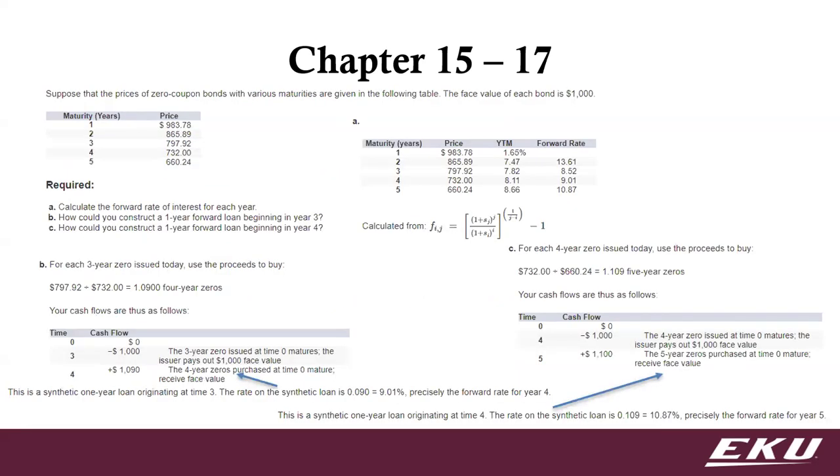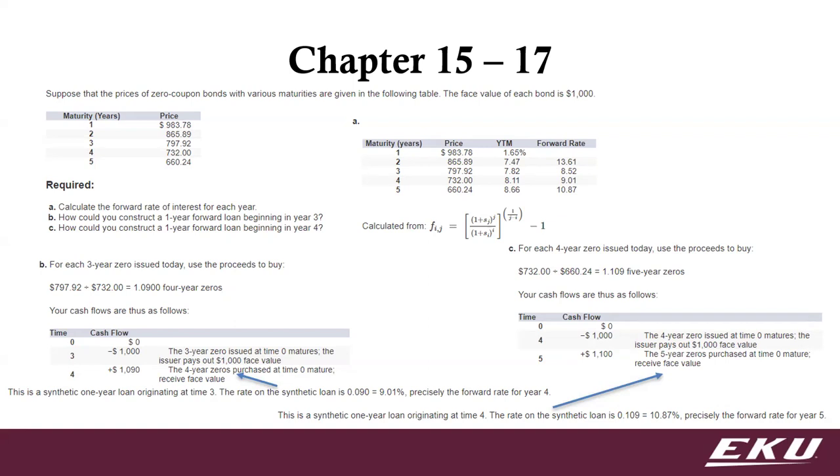Okay, and this is question 17, and it has 3 parts. It's trying to fit it all on one slide and make it kind of clear. But for the forward rates that we've been doing, we have our prices that are given, and so we can calculate the yield to maturity on that, and then based on that, come up with what is the forward rate that would be implied.